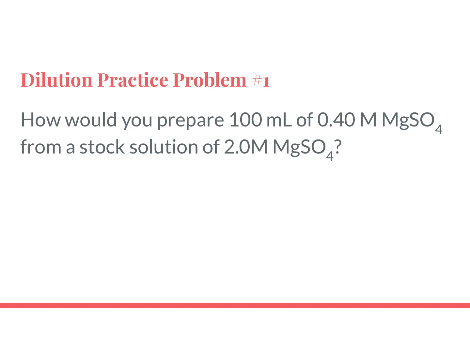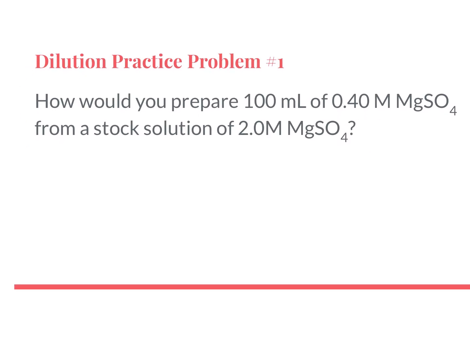Okay, we're going to do 2 practice problems. I would say possibly the hardest part of the practice problem is just reading it and figuring out which one's M1, V1, which one's M2 and V2. So we're going to look at how would you prepare 100 milliliters of 0.40 molar magnesium sulfate from a stock solution of 2.0 molar magnesium sulfate.